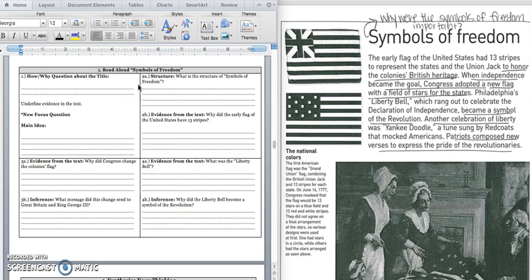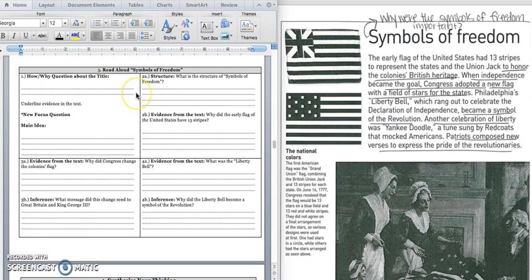Box 2 asks us, what is the structure of symbols of freedom? And so if I go back in my text and I'm thinking about it, the author gives me examples of symbols of freedom. And when we know that the author gives us examples on a topic, the author is describing the topic. And so the structure of the text is descriptive.